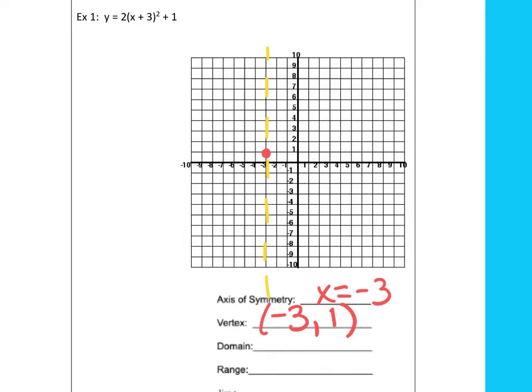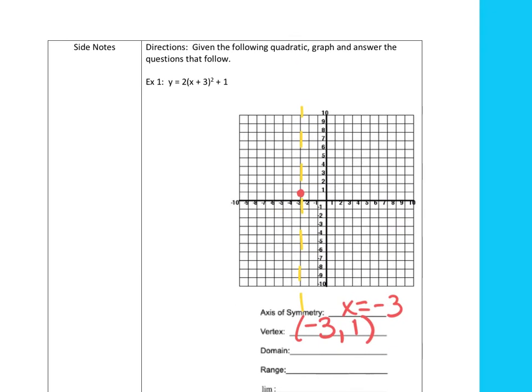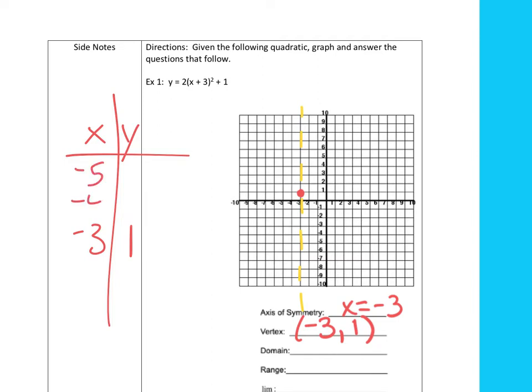I need more points though. What should I do? Chart. And my middle point I already have, which is? Negative 3 and 1. Okay, so 2 points to the left of negative 3. Negative 4, negative 5. Yep, negative 4 and negative 5. And 2 points to the right. Negative 2, negative 1.